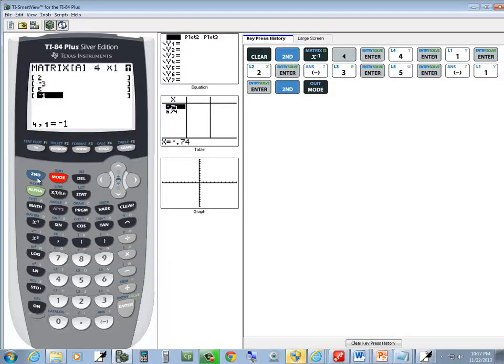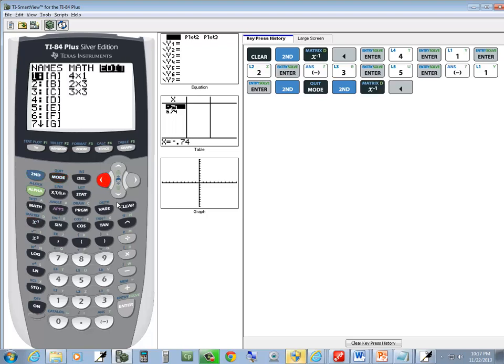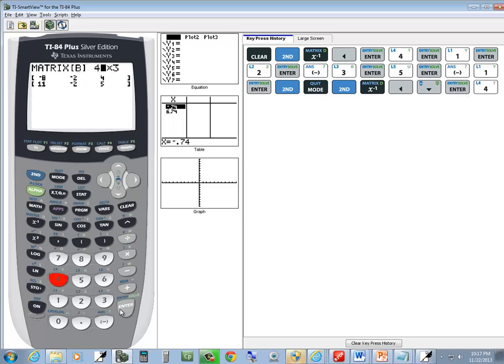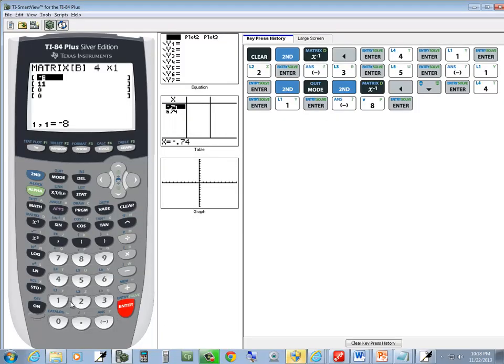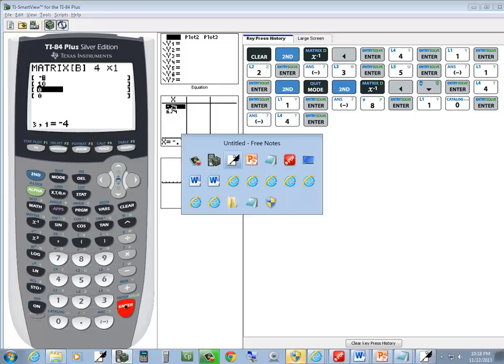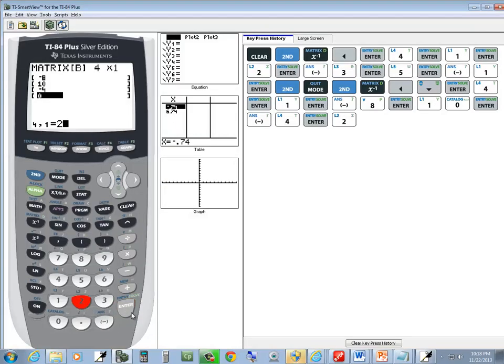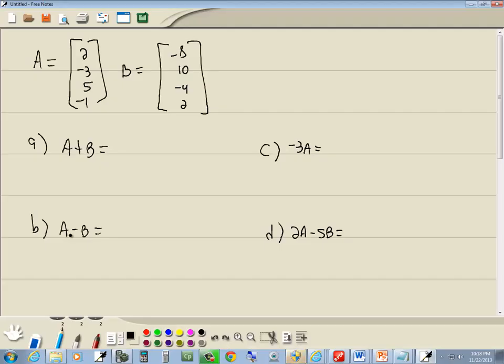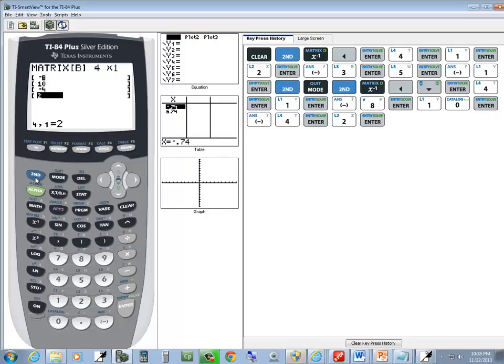Exit out, do second mode, go back to the matrix menu, second x negative 1, left arrow over to edit, down arrow to B, press enter, rows by columns would be a 4 by 1. And we're going to have negative 8, 10, negative 4, and 2. Exit out, second mode. Okay, let's do A plus B.